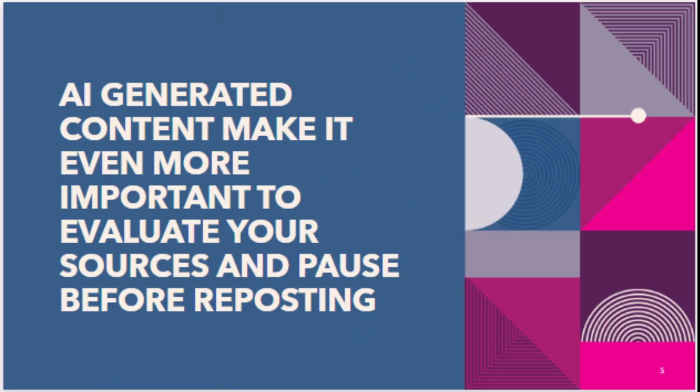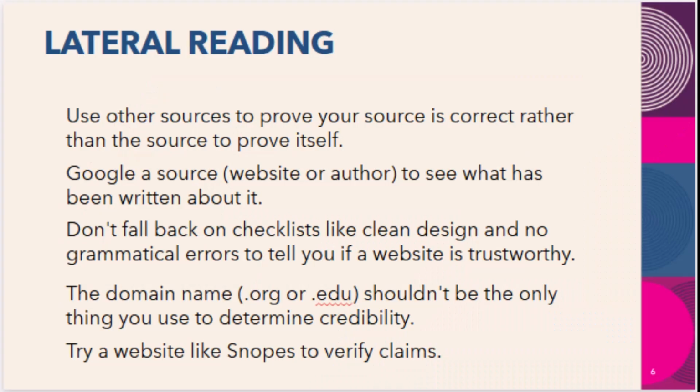AI-generated content makes it even more important to evaluate our sources and pause before we repost something on social media. Before trusting a website, article, or post, use a technique called lateral reading. In lateral reading, you use other sources to prove the first source right or wrong, rather than using a source to prove itself right. Websites with nice designs and no typos don't mean the source is trustworthy.